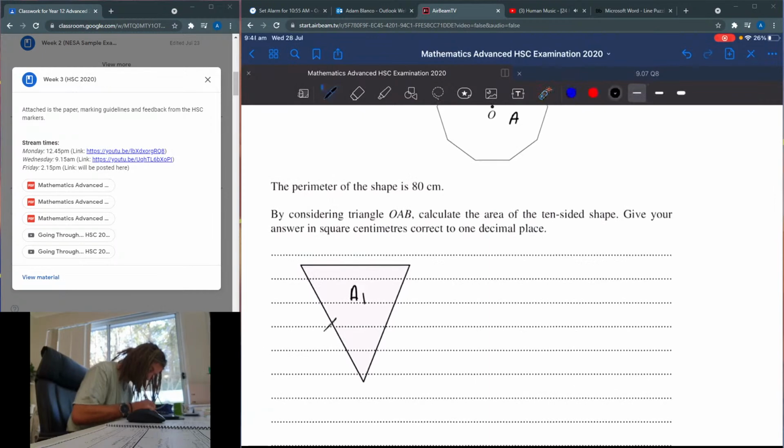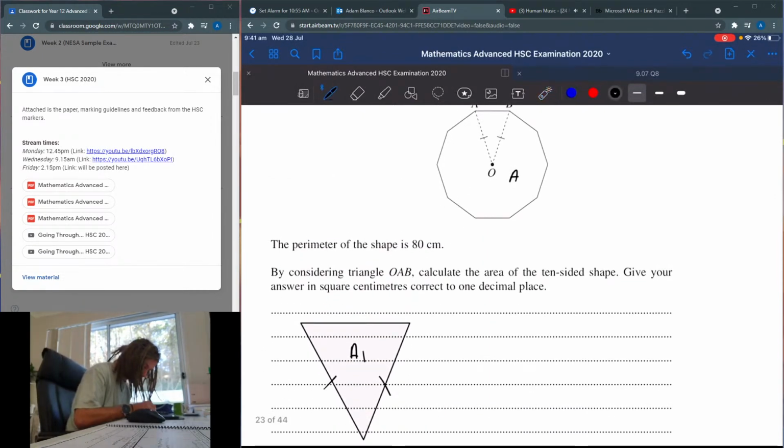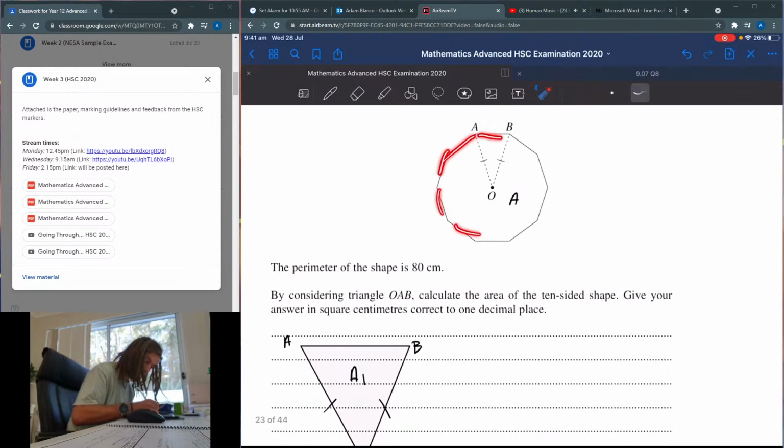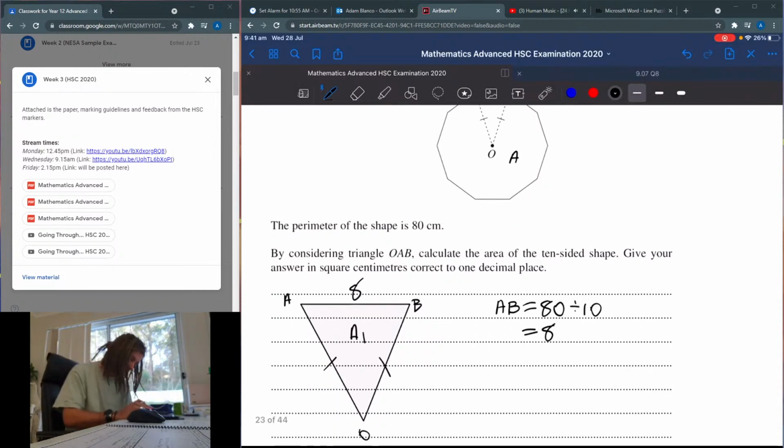It's also told us that it's isosceles. It's told us the perimeter is 80. So that's A, B, O. If the perimeter is 80, that means all of these add up to 80. That means AB, which is one of the sides, should be 80 divided by 10. So there's 10 of them. I just want to know what one of them is. If they're all 80, then one of them must be 8. So that tells me that that's 8. So that's kind of nice.